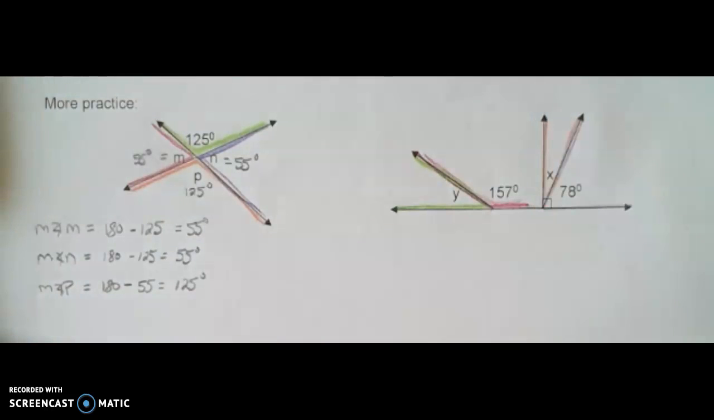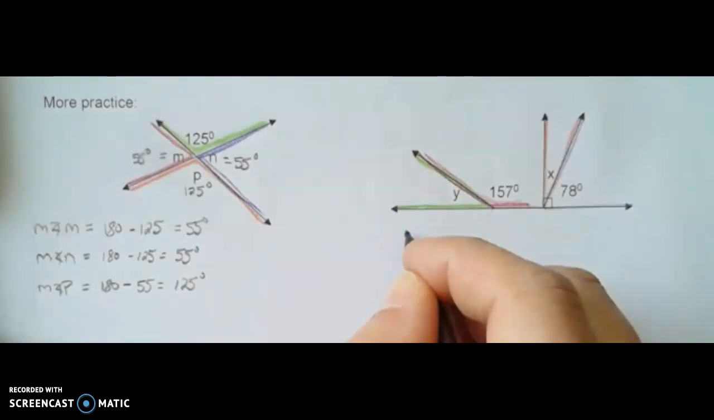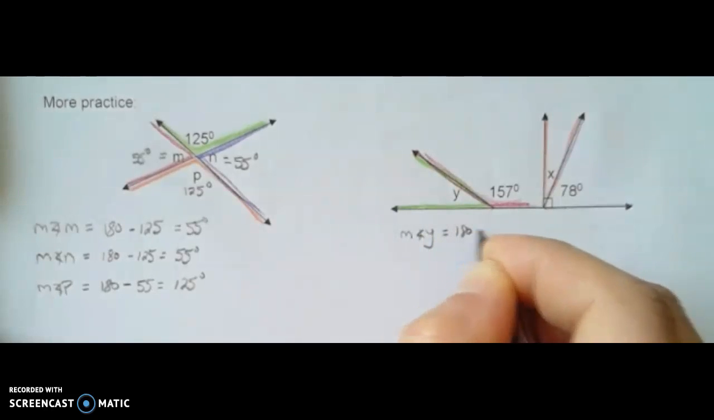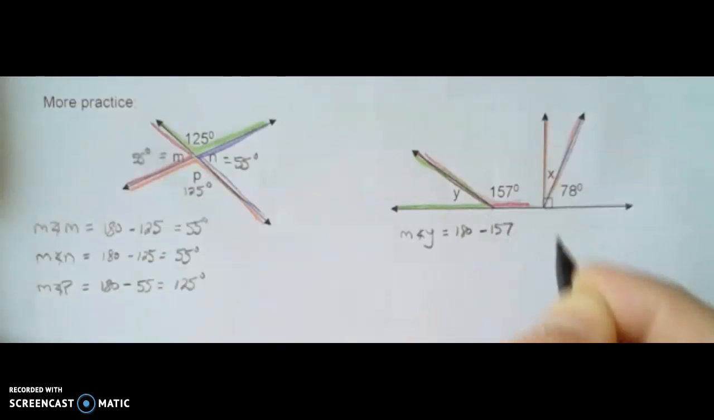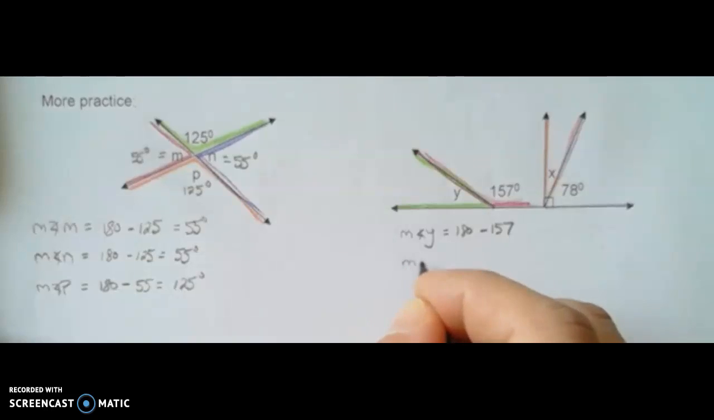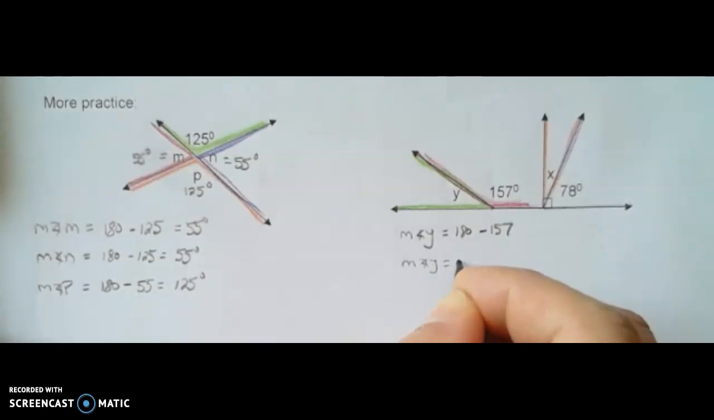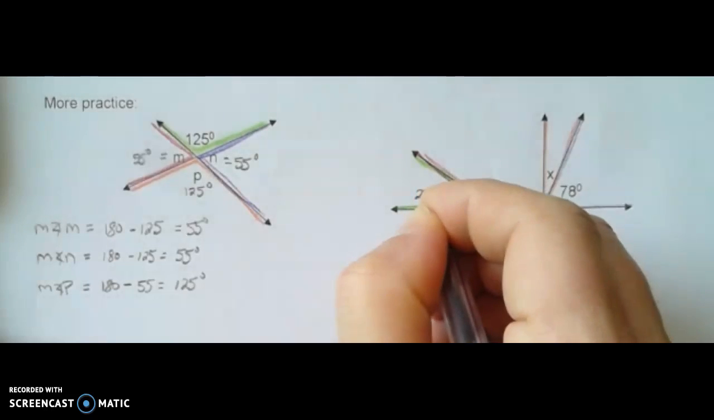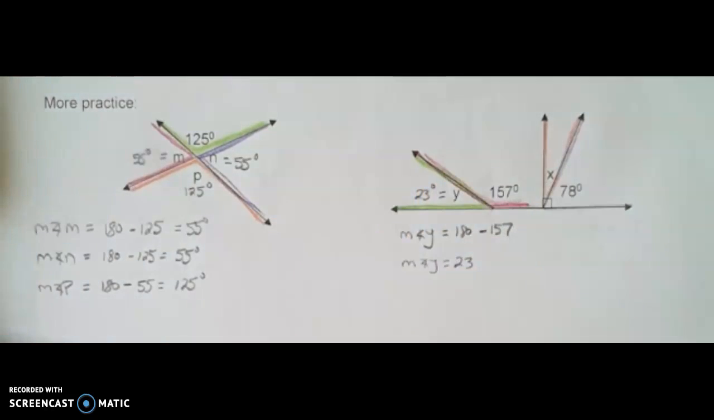That means they add up to 180 degrees. So to get the measure of angle Y, I'm going to take the 180 degrees and subtract off the 157 degrees. And when I do that, that means that the measure of angle Y is going to be 23 degrees. This is a 23-degree angle.